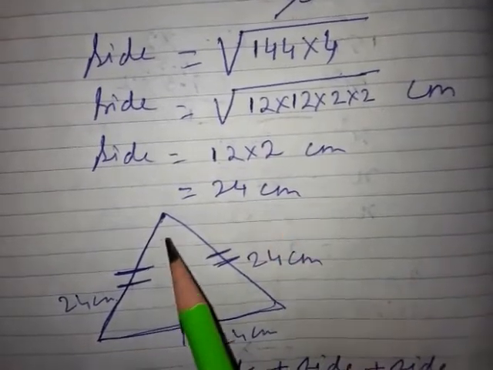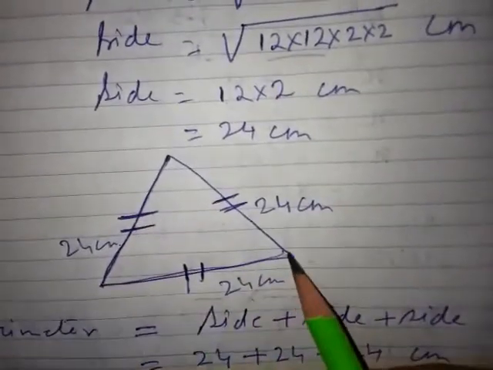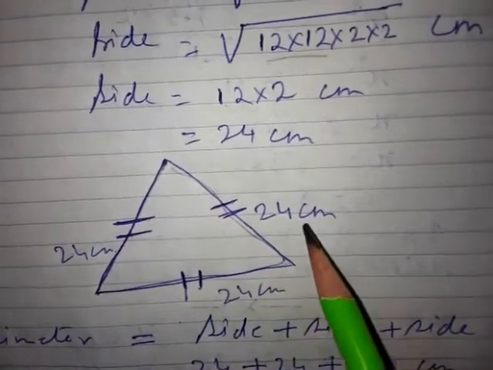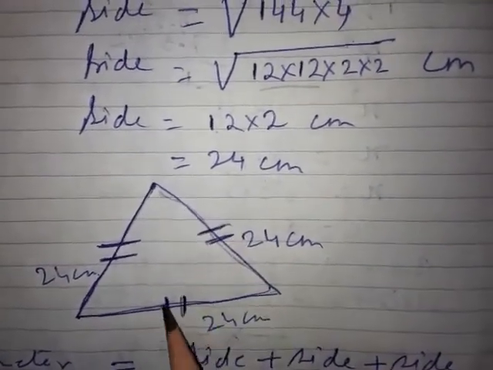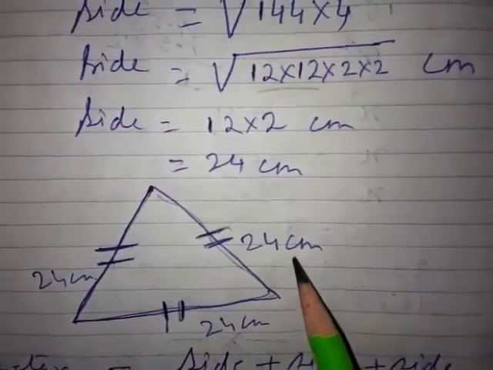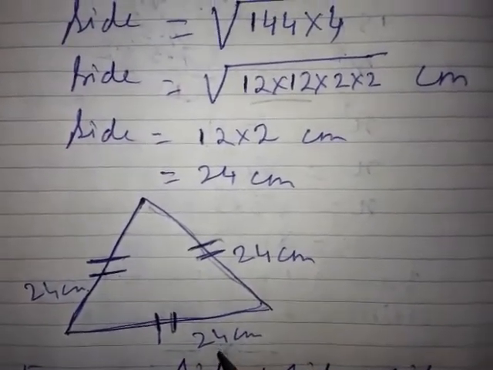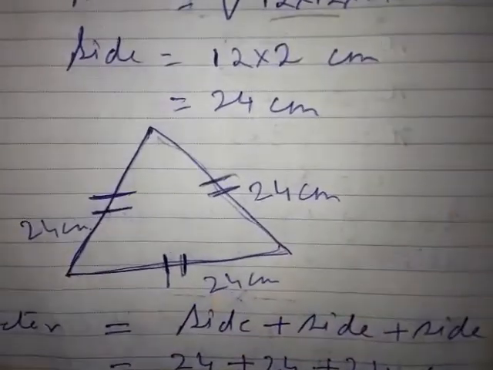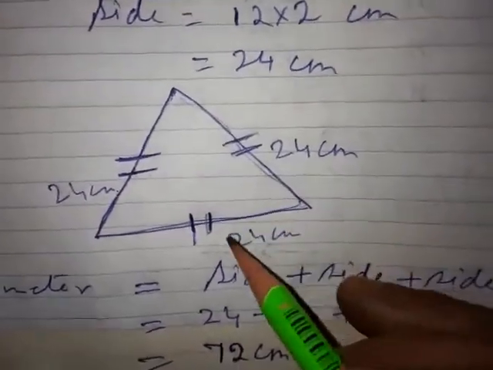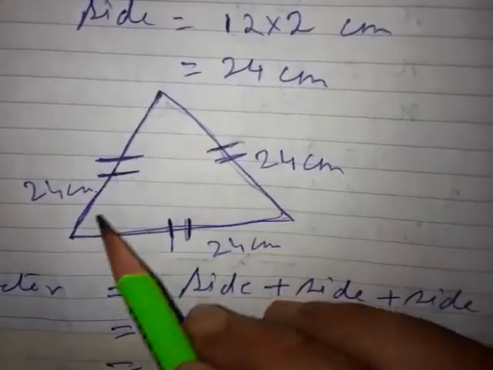Now it is what type of triangle? It is an equilateral triangle. And you know what is equilateral triangle? Yesterday I explained you. Equilateral triangles are those triangles in which all three sides are equal. So if one side is 24 centimeter, then definitely this will also be 24 centimeter. This will also be 24 centimeter. So in equilateral triangle, all the three sides are equal and all the angles are also 60 degree.